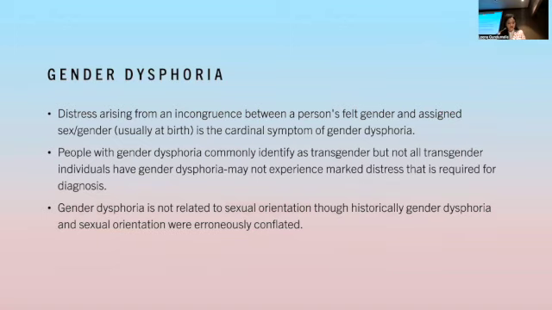So this brings us to gender dysphoria. Gender dysphoria is distress arising from an incongruence between a person's felt gender and assigned sex at birth. That's the cardinal symptom of gender dysphoria. People with gender dysphoria commonly identify as transgender, but not all transgender individuals have gender dysphoria. That is, they may not experience the distress that is required for the diagnosis. And gender dysphoria is not related to sexual orientation, though historically gender dysphoria and sexual orientation were conflated.